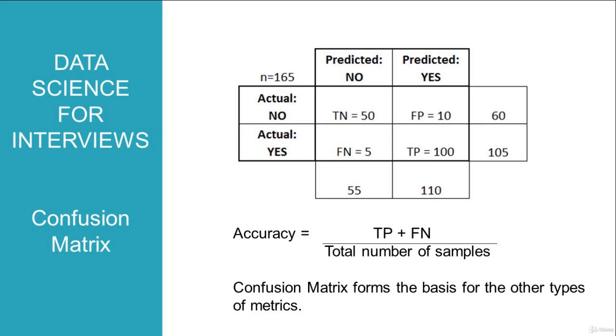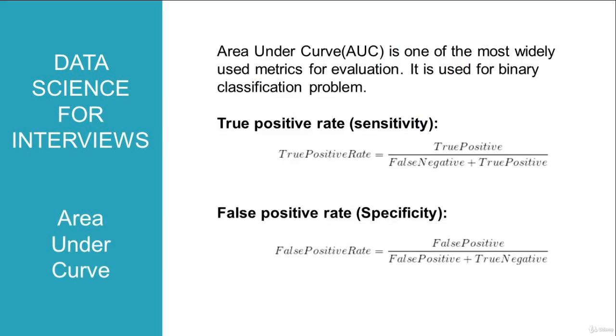Let's talk about the area under the curve, AUC, which is one of the most widely used metrics for evaluation. It's used for binary classification problems. The AUC of a classifier is equal to the probability that the classifier will rank a randomly chosen positive example higher than a randomly chosen negative example. Before defining AUC, let's understand two basic terms. These are sensitivity and specificity.